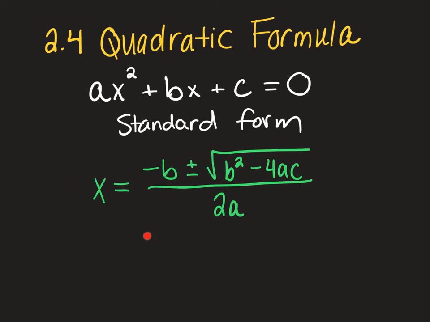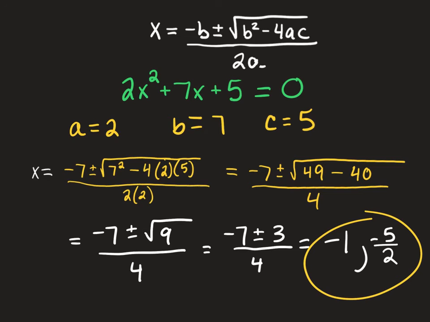So then this in green is the quadratic formula. It's negative b plus or minus the square root of b squared minus 4 times a times c, all divided by 2a. Basically all we're doing is taking our coefficients and plugging them into the formula where we're supposed to. So b would go here and here, a goes here, and c goes here.